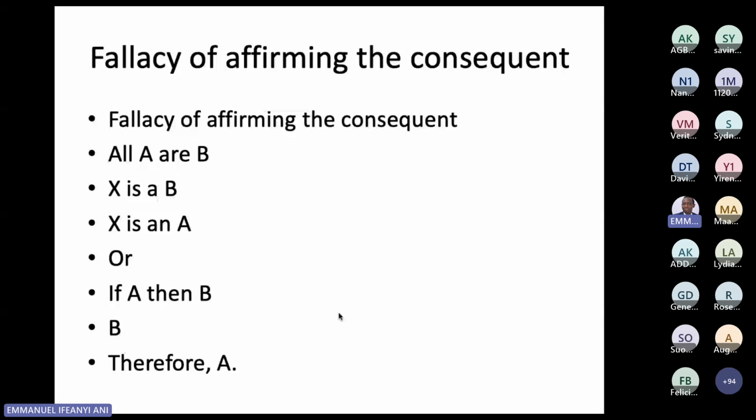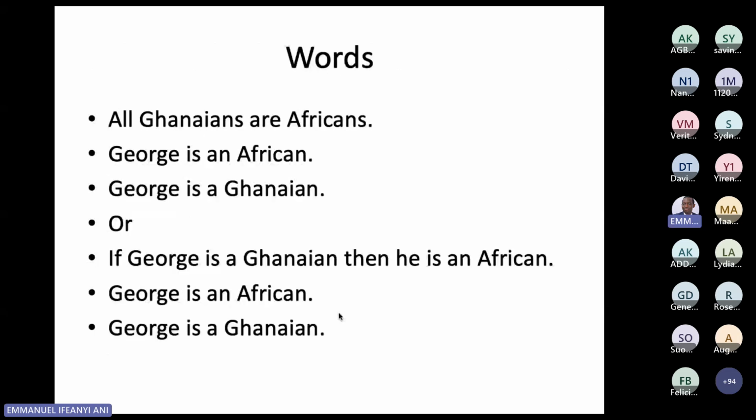All Ghanaians are Africans. George is an African, therefore George is a Ghanaian. Or, if George is a Ghanaian, then he's an African. George is an African, therefore George is a Ghanaian.